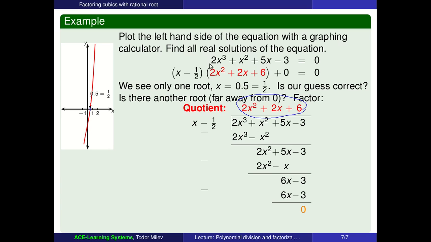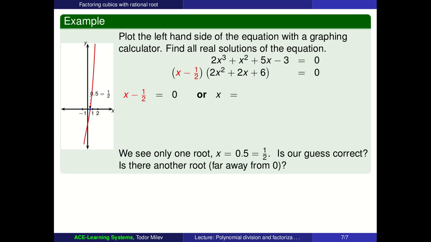So that means that my cubic, 2x cubed plus x squared plus 5x minus 3, equals the divisor, x minus 1/2, times the quotient, 2x squared plus 2x plus 6, plus the remainder 0. That is our remainder 0 here. Of course we can omit the plus 0. So in this way, we have factored our cubic. We have factored 2x cubed plus x squared plus 5x minus 3 into x minus 1/2 times 2x squared plus 2x plus 6.